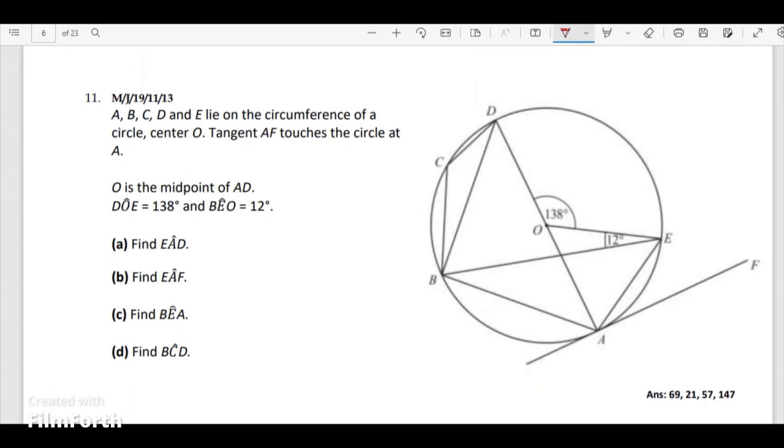Okay, so A, B, C, D, and E lie on the circumference of a circle, center O. Tangent AF touches the circle at A. O is the midpoint of AD, and angle DOE equals 138 degrees and angle BEO equals 12 degrees.